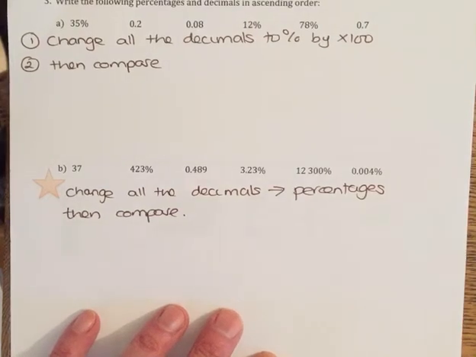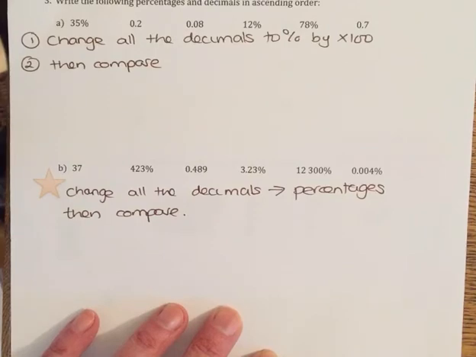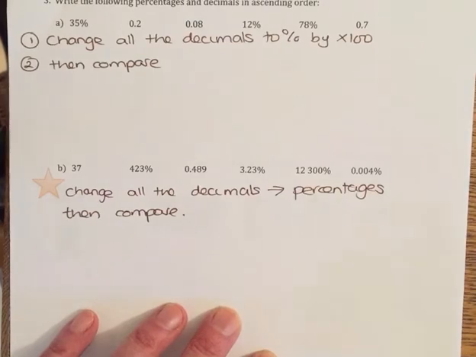Question 3. Write all the following percentages and decimals in ascending order. There's two ways I can do this. I can either change all my percentages to decimals, or I can change all my decimals to percentages. One way means I need to multiply by 100. The other way means I need to divide by 100. I personally prefer multiplying by 100, so I'm going to change all my decimals into percentages by multiplying by 100. Then I'm just going to look at the answers I get.